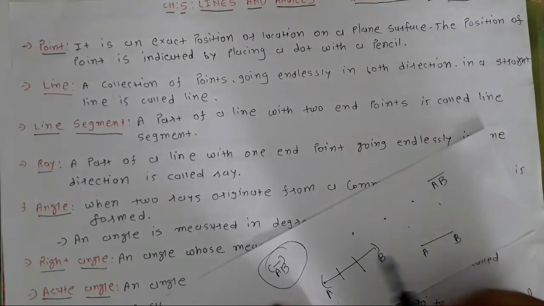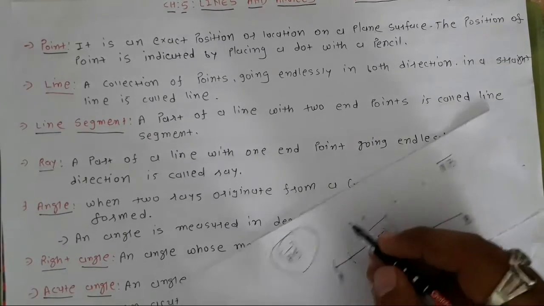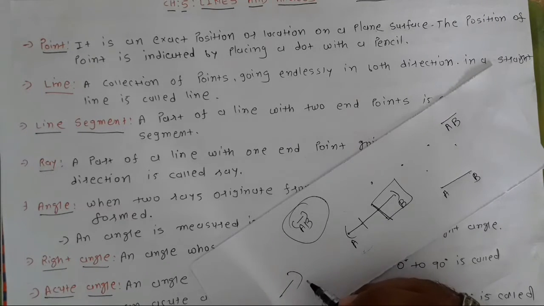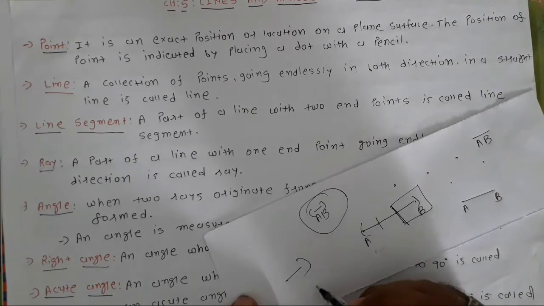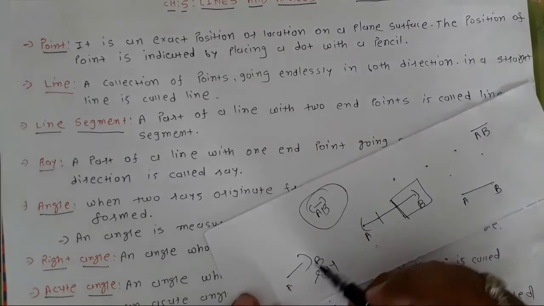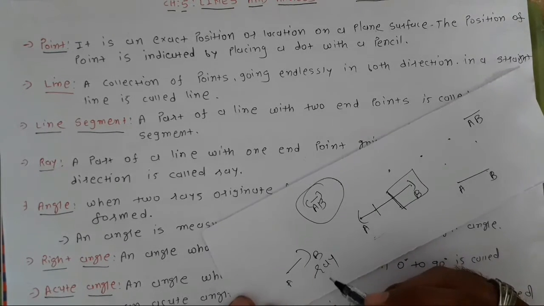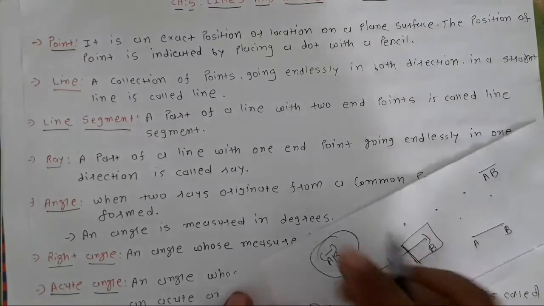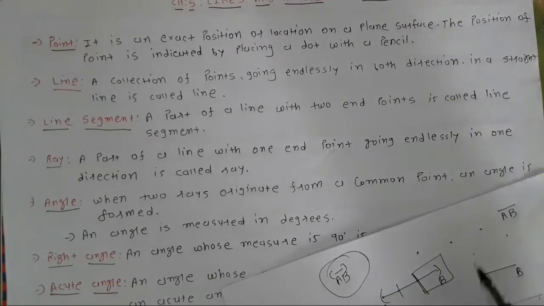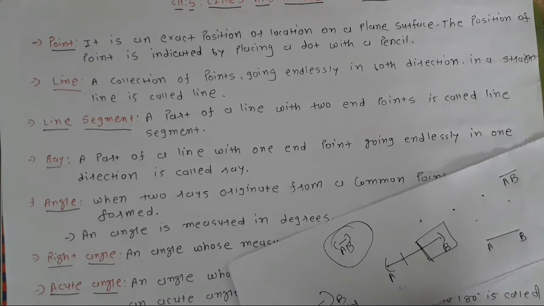Now from this line, if I am cutting a particular portion, then it will look something like this. Here one end is fixed but one end is not fixed, so that is called a ray. For example, this one is my A and this is the B point. Now the definition of a ray is: a part of a line with one end point, going endlessly in one direction, and one end fixed, that is called a ray.